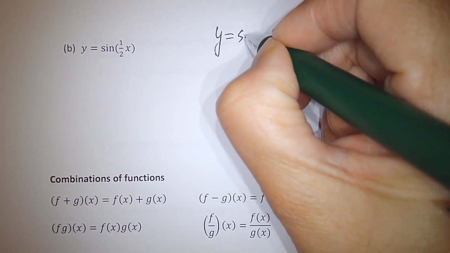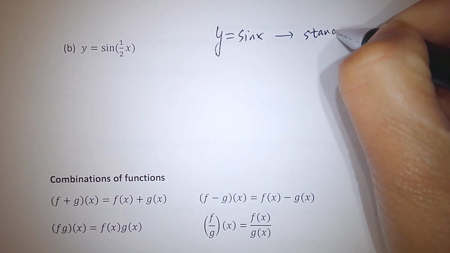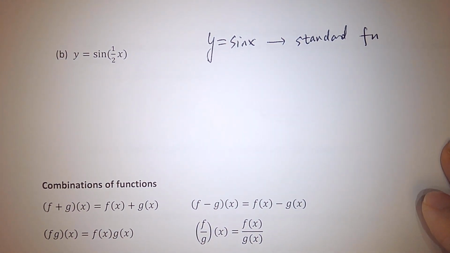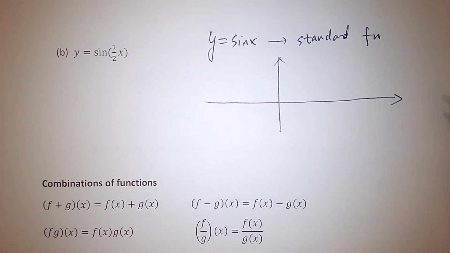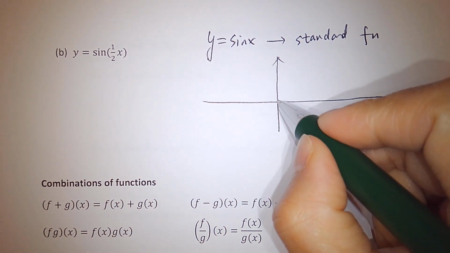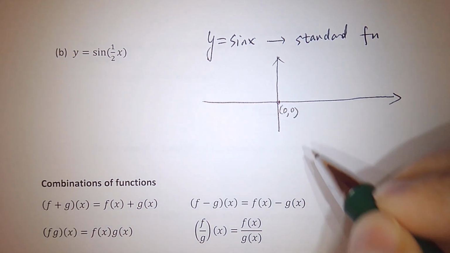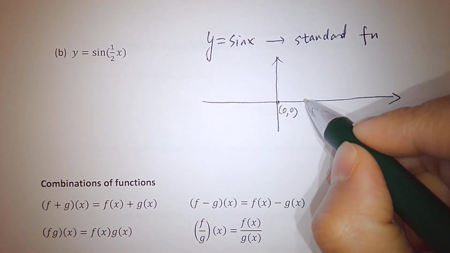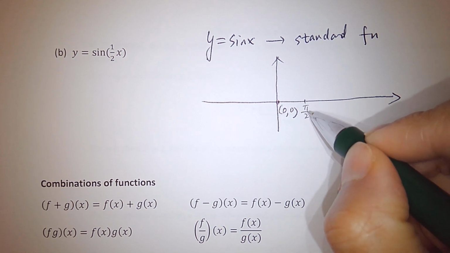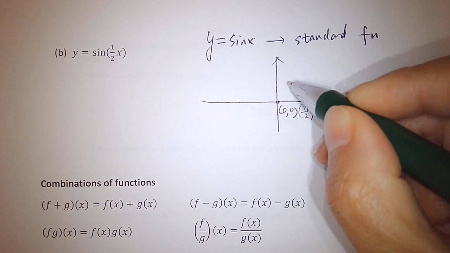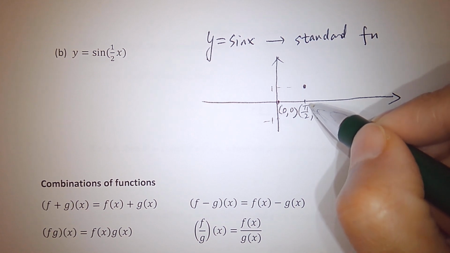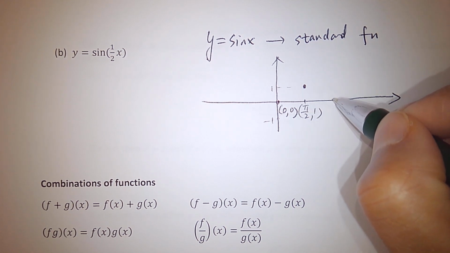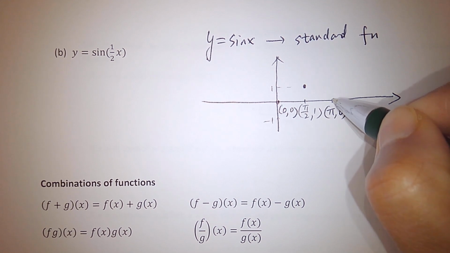So y equals sin of x is the standard function. Do you know how to graph y equals sin of x? You still remember that? If you forget, that's fine, we can review that. It looks like a wave, right? Horizontally, with the origin at 0, 0. At x equals pi over 2, y is 1. This is the point (pi over 2, 1). And then when x equals pi, we go back to 0 again, right?